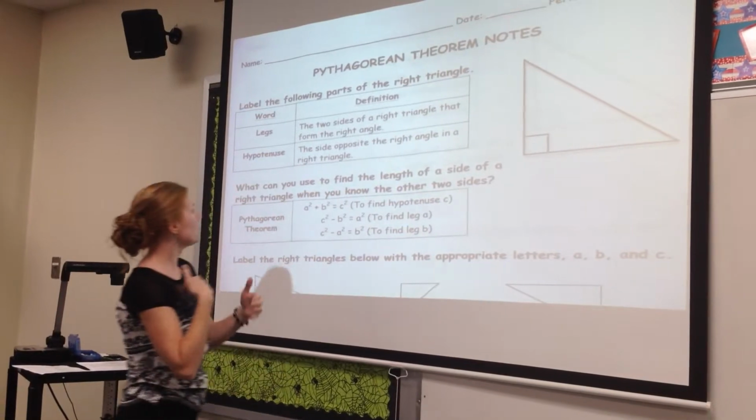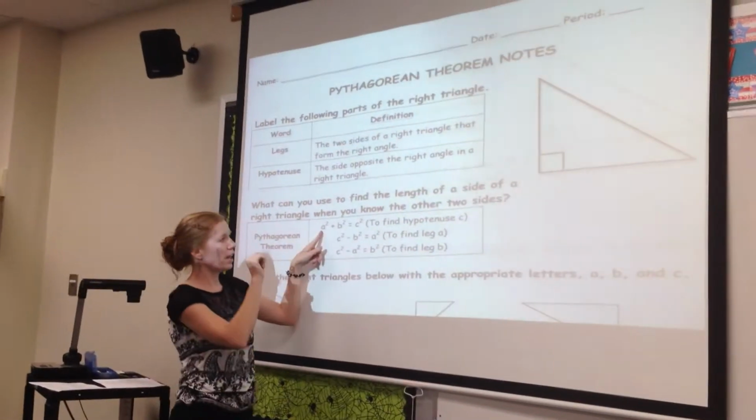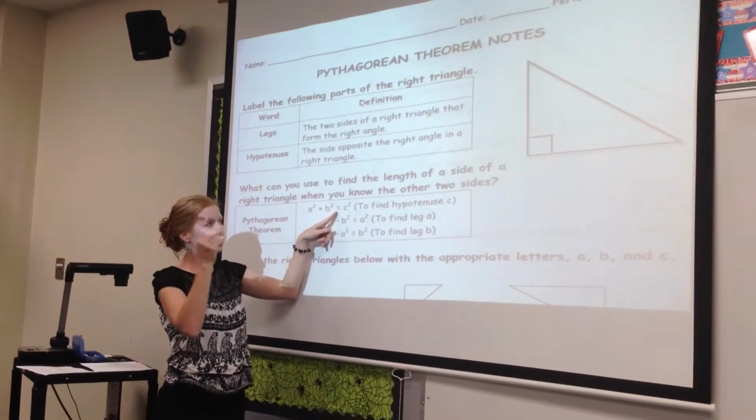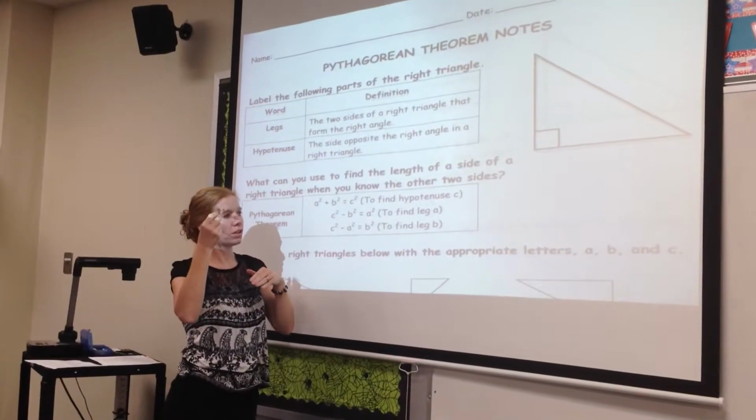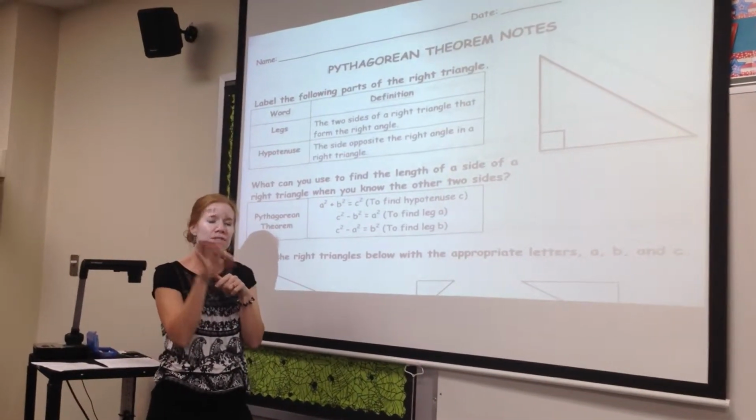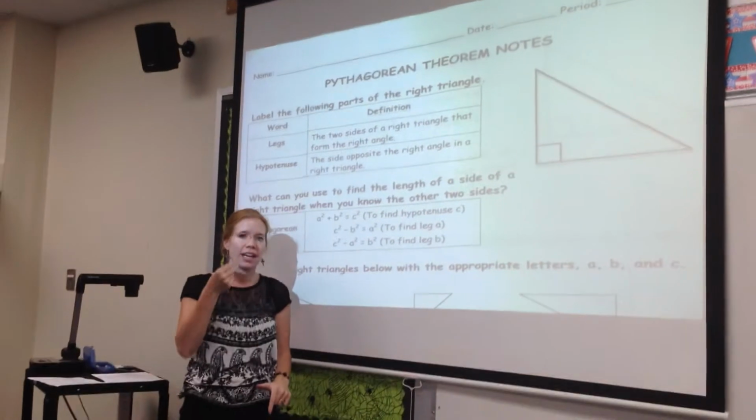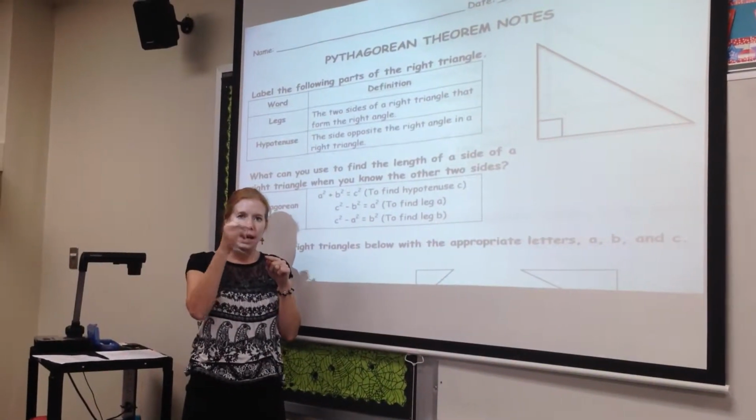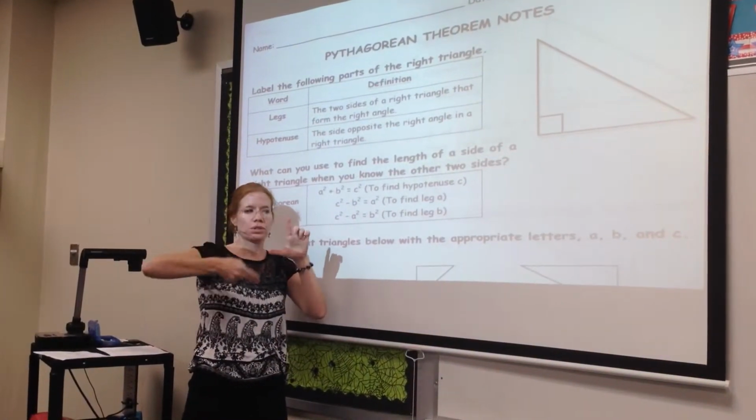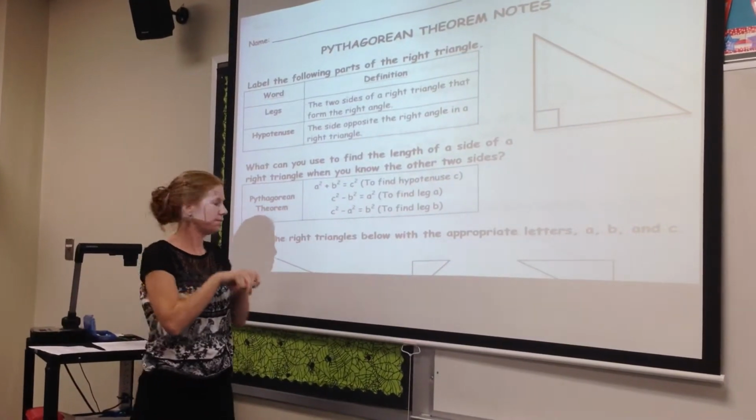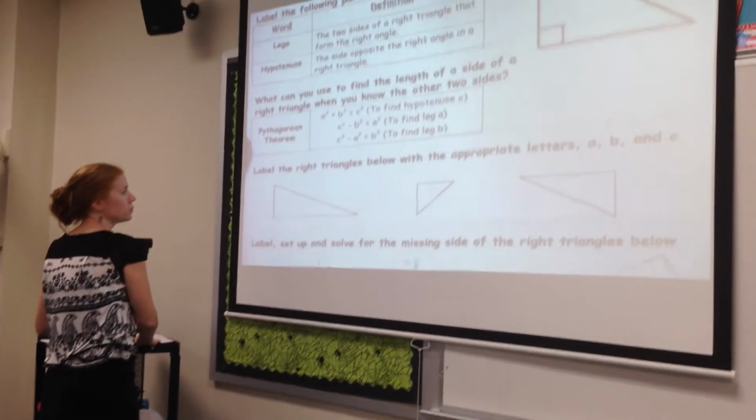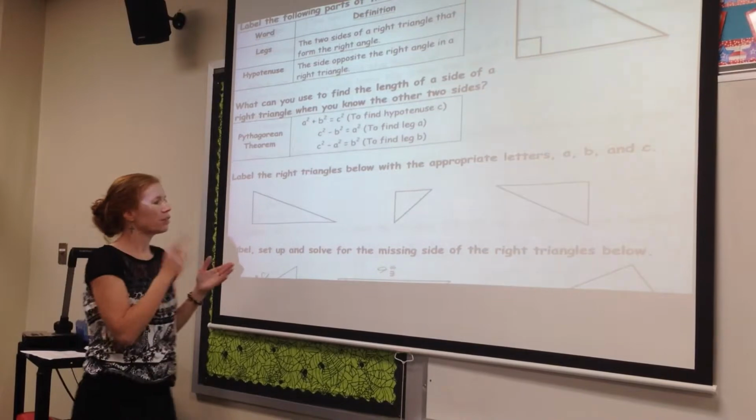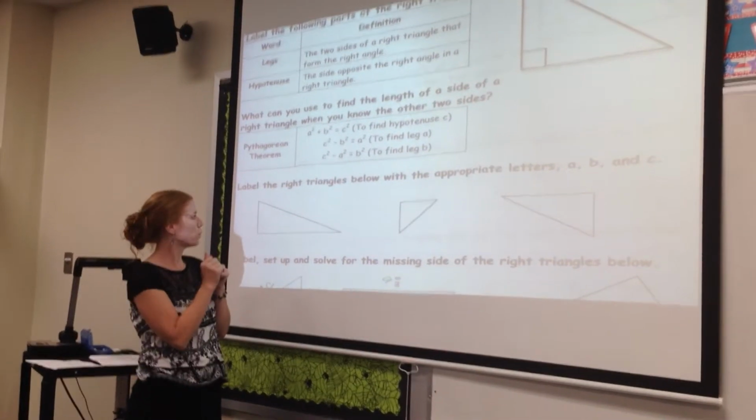All right? Let me show you right here. A squared plus B squared equals C squared. So what we're going to do next is practice finding the legs and the hypotenuse on the triangle. Okay. Here are a few that we can practice with.